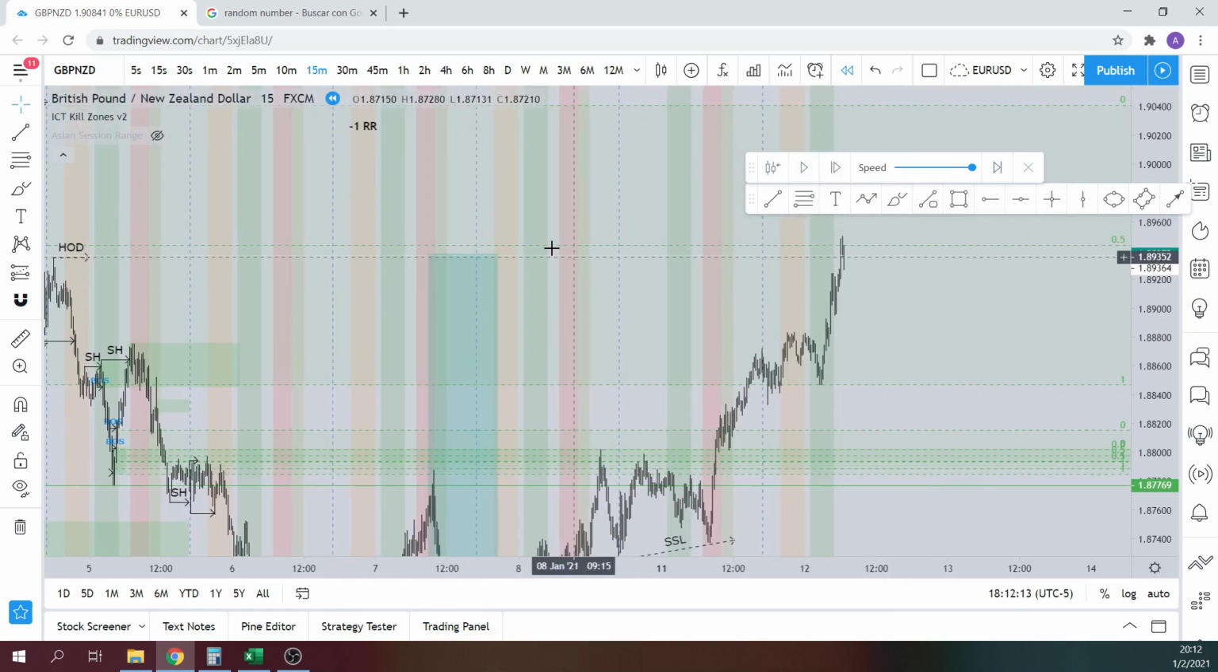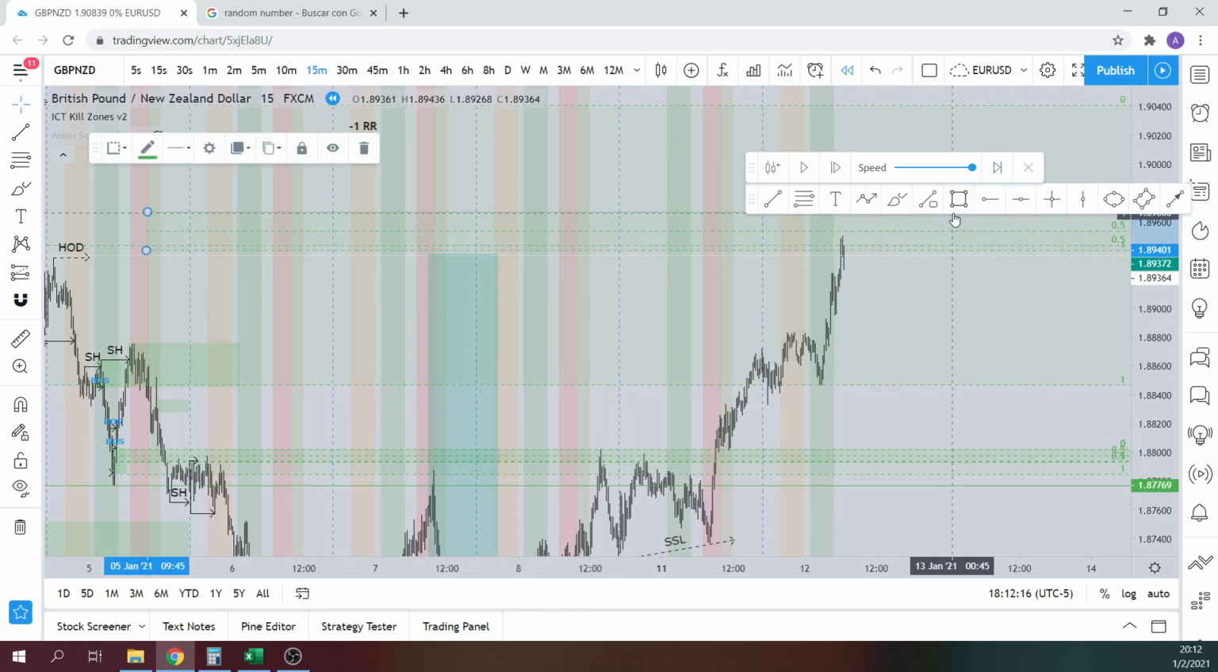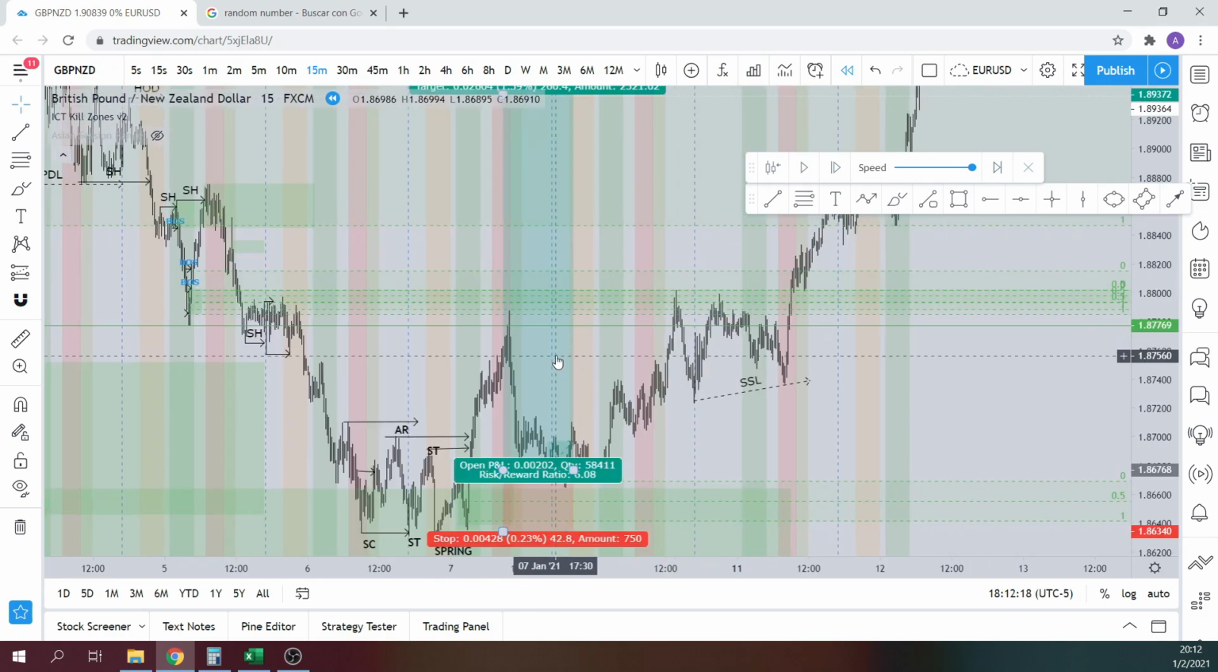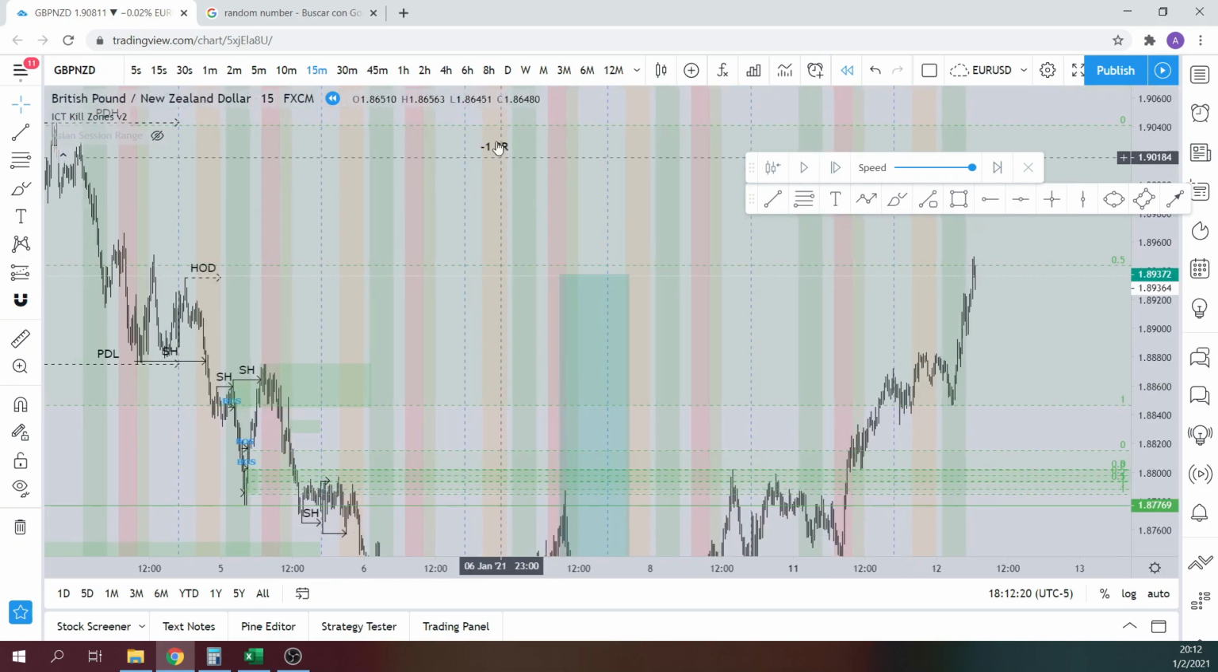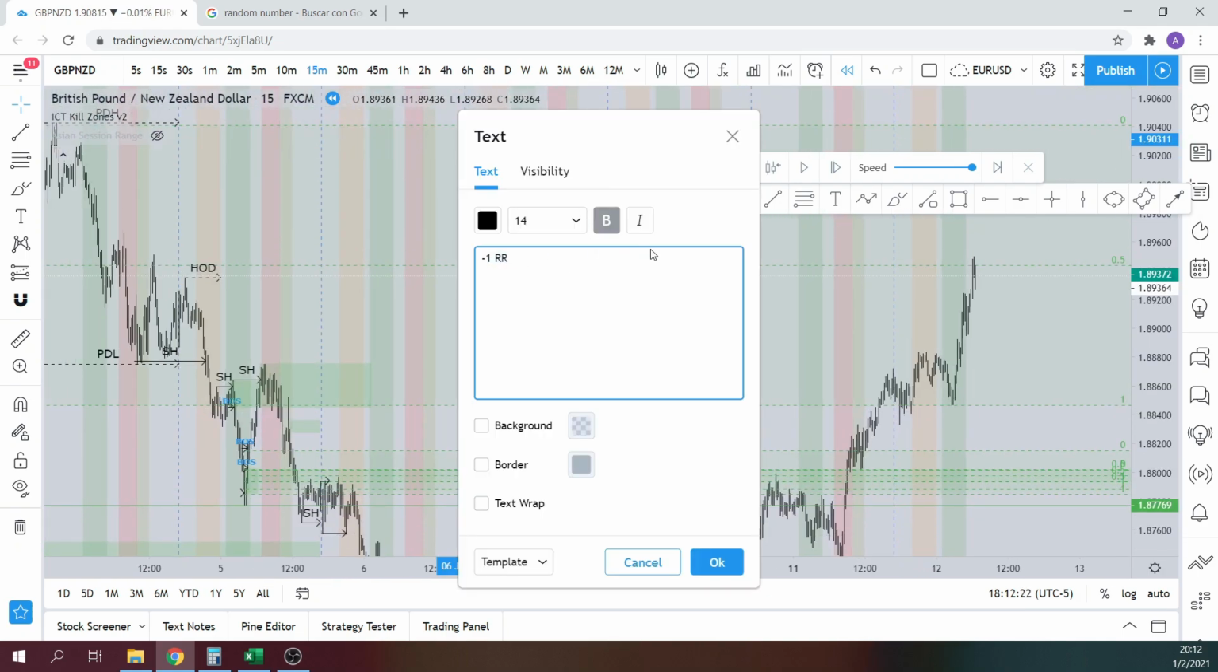And we hit TP. Yeah, we hit TP perfectly. So now we are on this trade +6 RRs. So now we are +5 RR.